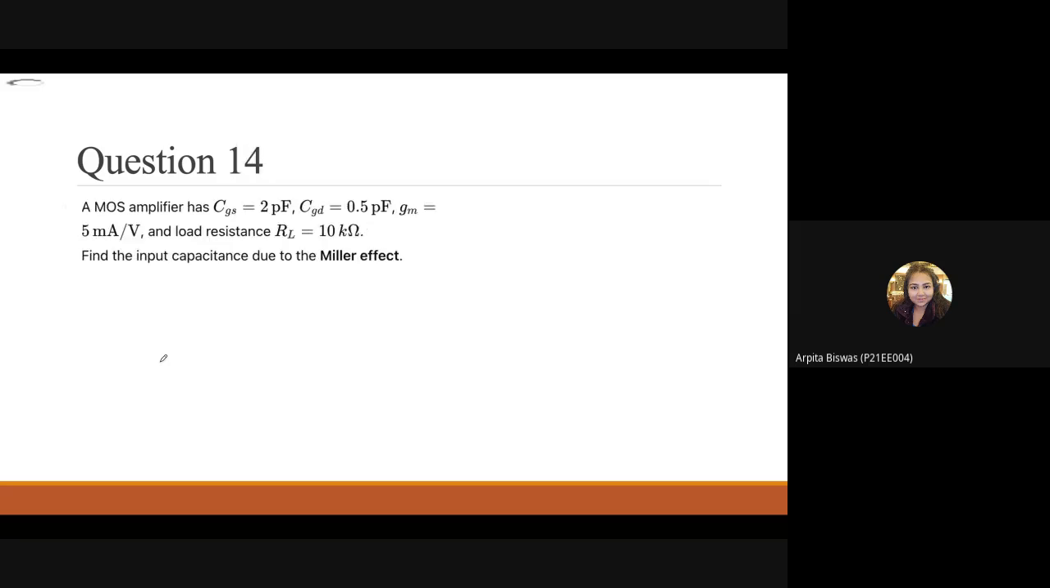Okay. This is question number 14. A MOS amplifier has CGS equal to 2 picofarad, CGD equal to 0.5 picofarad, and GM equal to 5 milliamps per volt, and the load resistance RL equal to 10 kilo ohm. So find out the input capacitance due to the Miller effect.